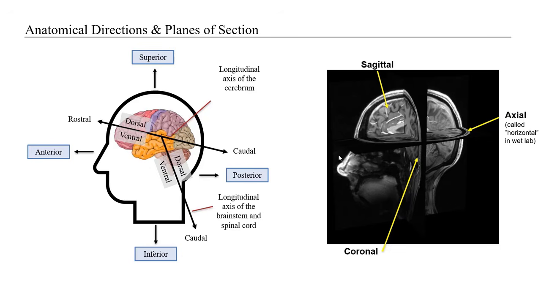So here's the nose, you can see. So this is anterior and posterior, superior and inferior. This is an axial slice. Now if you're cutting a brain on a table, it's called horizontal, in the event that you hear this term in the wet lab. That's just another term. But radiologically we call it axial. And then this slice here, like cutting a loaf of bread, is coronal.